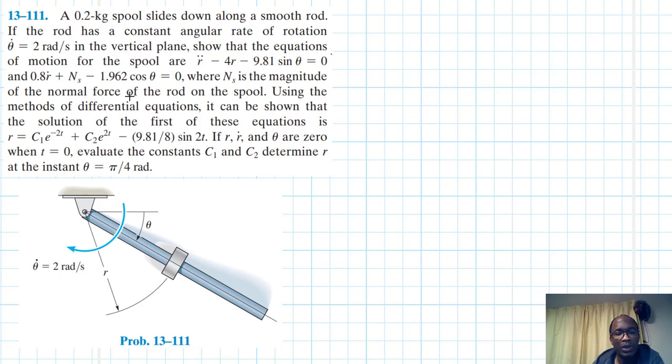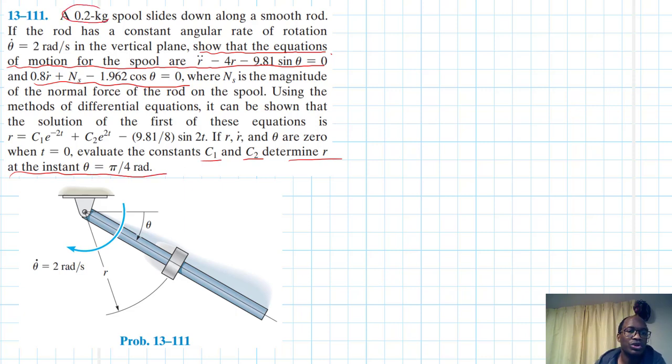The problem is coming from Engineering Mechanics and Dynamics, 14th edition by R.C. Hibbeler. In this problem, we are being asked to show that the equations of motion for the spool are this and this, and also to evaluate the constants C1 and C2 and later on determine R at the instant theta equals pi over 4.